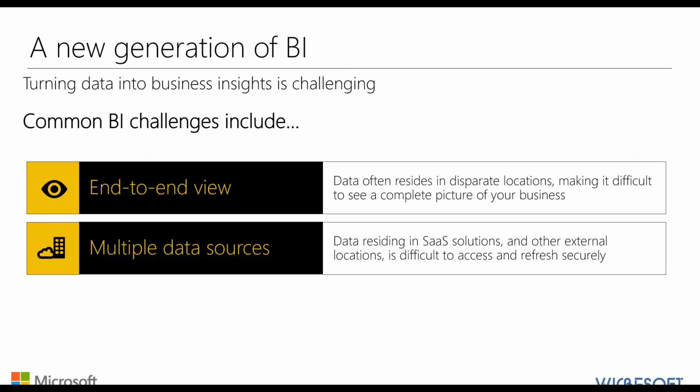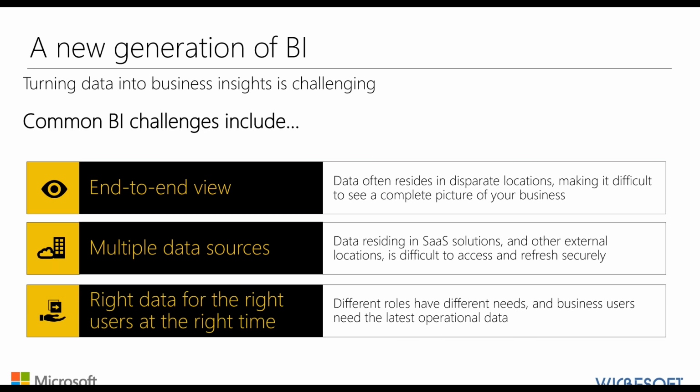Also, multiple data sources. Because we have all different types of work and all different needs and complex organizations, we have data residing in a lot of different SaaS or cloud solutions, on-premise solutions, and other external locations. And sometimes it's difficult to access and refresh that securely. And the idea is, how do we bring this together so we're getting all information together without having to do a lot of manual mashup of information?